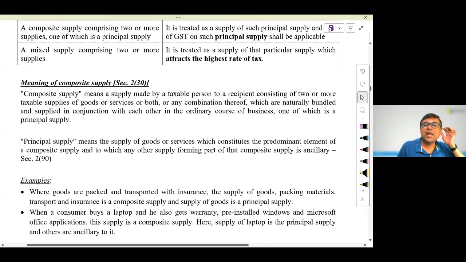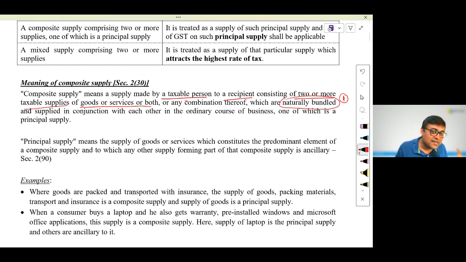Composite supply means a supply made by a taxable person to a recipient consisting of two or more taxable supplies of goods or services or both or any combination thereof, which are naturally bundled. This is the key word. This is the symptom. You are supposed to identify whether a particular bundle is a composite supply. If it is a composite supply, the bundle is naturally bundled, supplied in conjunction with each other in the ordinary course of business, one of which is a principal supply.